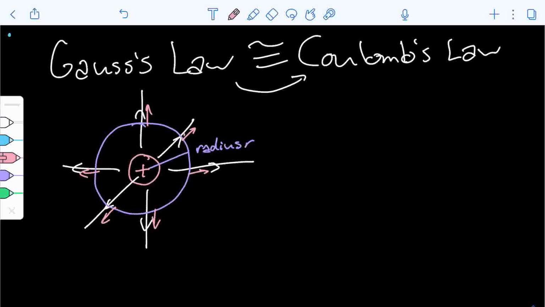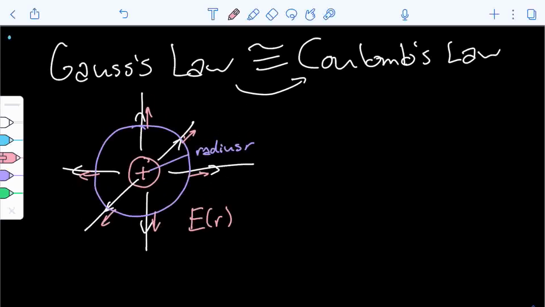The magnitude of the electric field, by symmetry, should only depend on the distance from the charge to the point, because it should be a radially symmetric situation. It would be kind of strange if, for some reason, the west side, the left side, had a stronger magnitude of force than the right side. So to denote this electric field magnitude, I'm going to use E of r, because all that this magnitude depends on is the radius. Okay, cool. Now with this setup, let's apply Gauss's law.